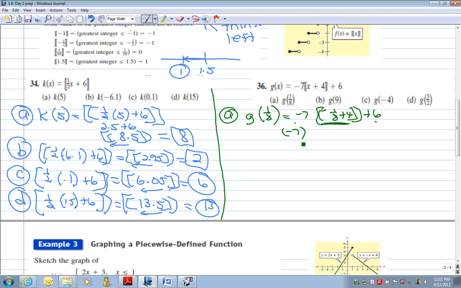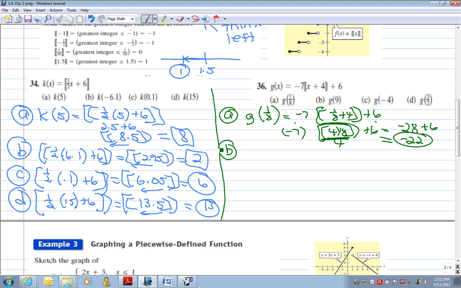So I still have -7, and I have 4 1/8. The greatest integer of 4 1/8, plus 6. To take care of this, go to the left, would be 4. That value would be 4. So then I would have -7 times 4, which would be -28, and then plus 6, which would end up giving me -22. Think about that: you calculated everything inside, then you took care of what was on the outside.